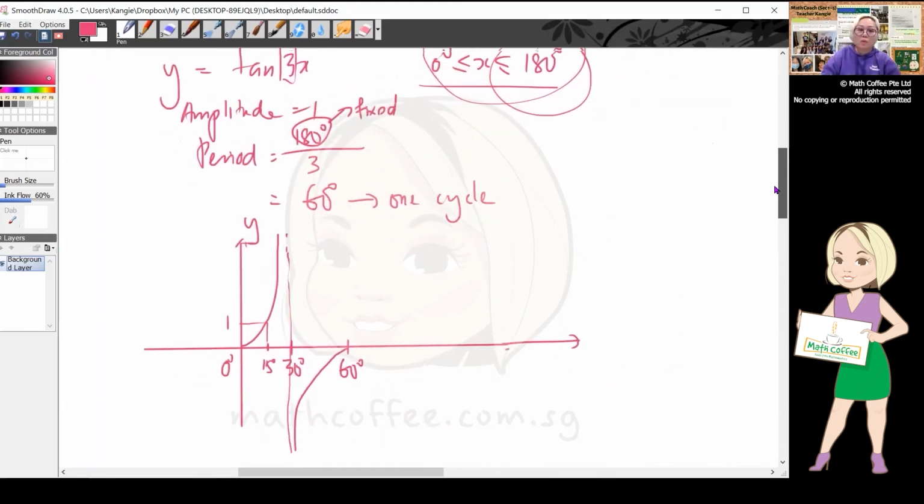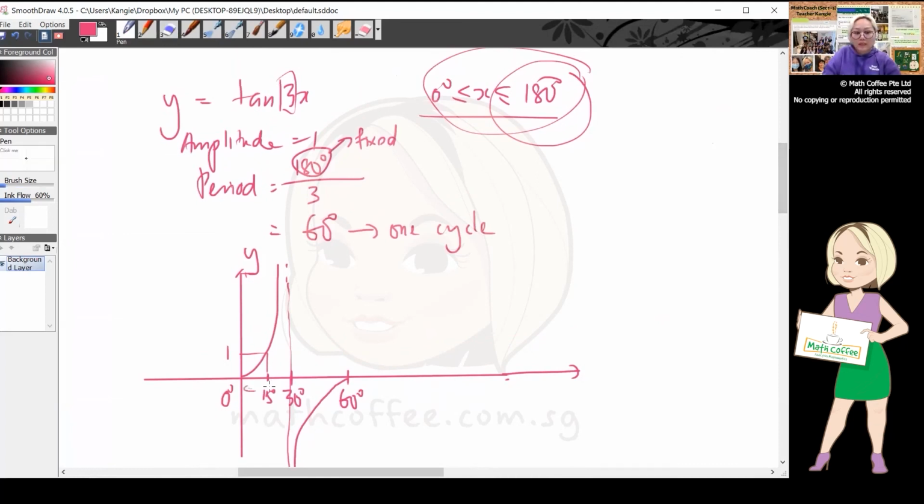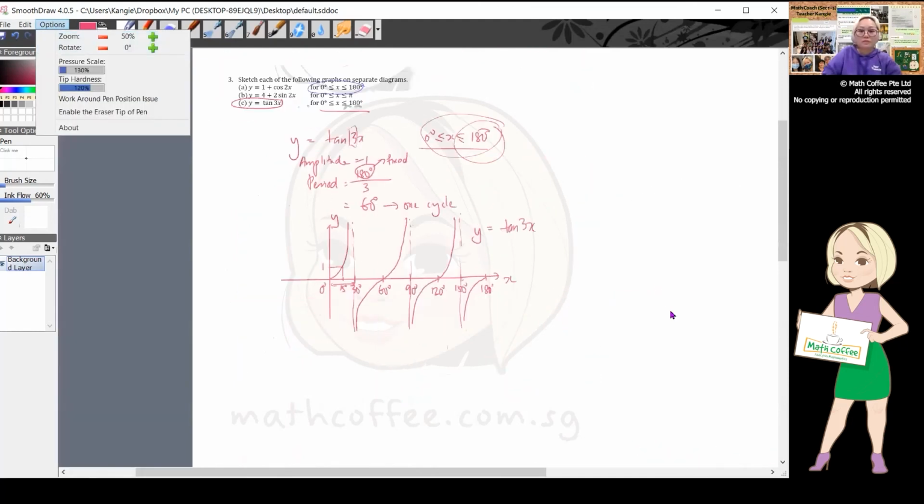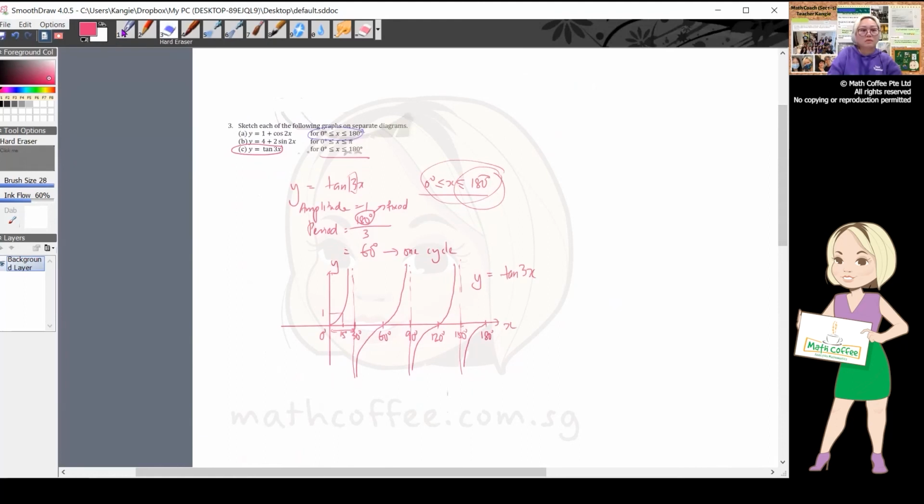Again, like I mentioned, always draw one cycle at a time. I already know my interval is 30. So 60 plus 30, 90. 90 plus 30, 120. My next asymptote is here. Same thing from here, like that. Then from here, like that. Then 120 plus 30, 150. 150 plus 30, 180. The next asymptote is at 150. Go up and done. Of course, label this as x, and this will be called y equals tangent 3x. And we're done. All good.